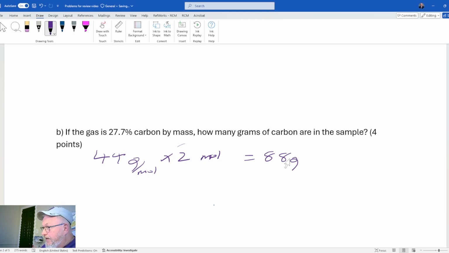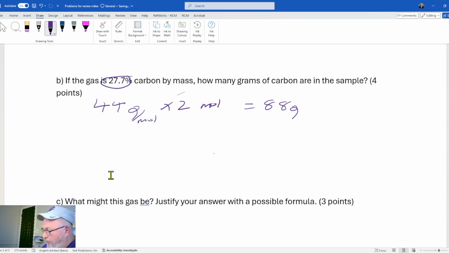Now, it says the percent carbon by mass is 27.7. So I ask how many grams of carbon are in the sample. Well, the mass of that sample is 88 grams. So all I've got to do is multiply by 0.2777.